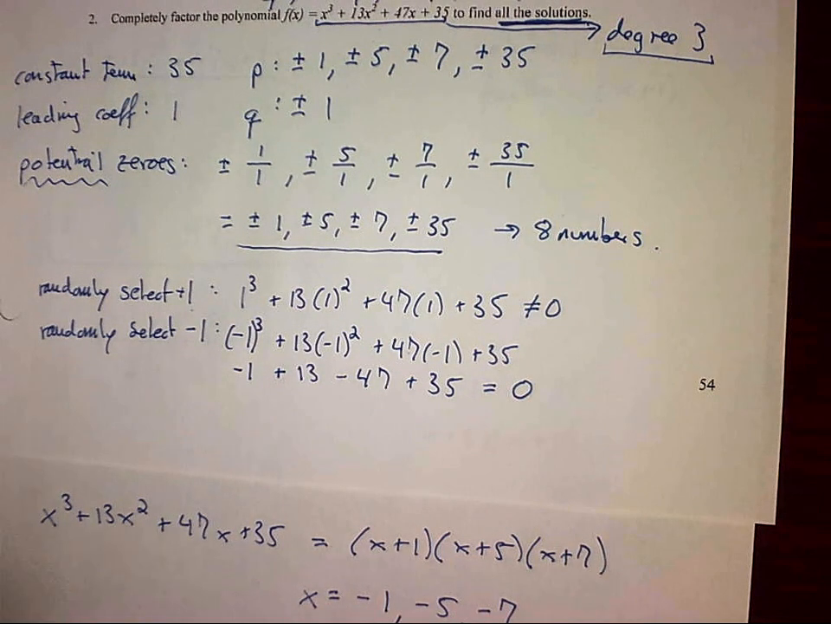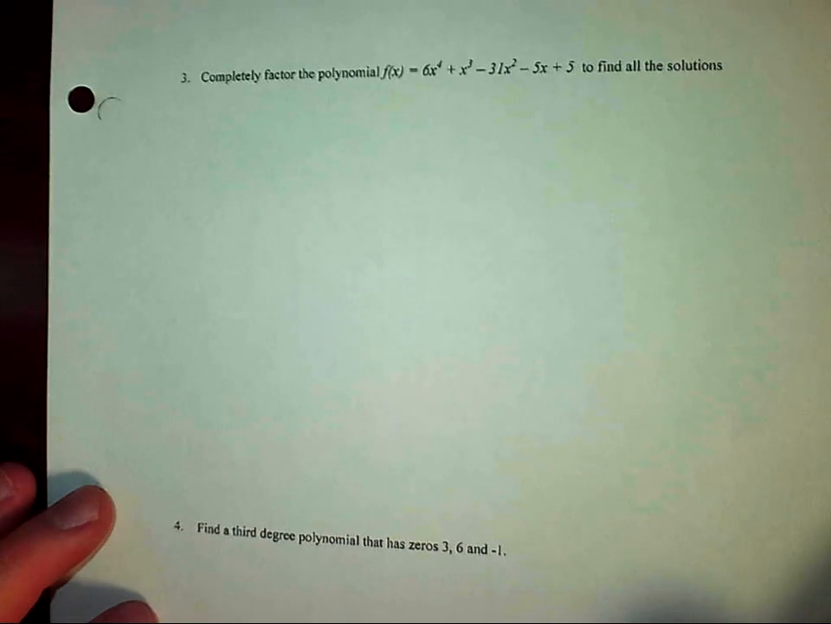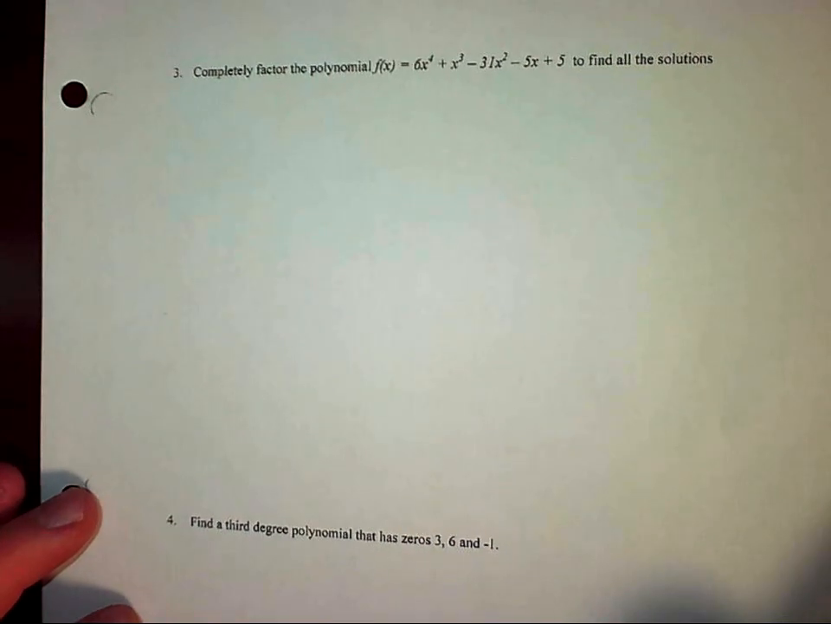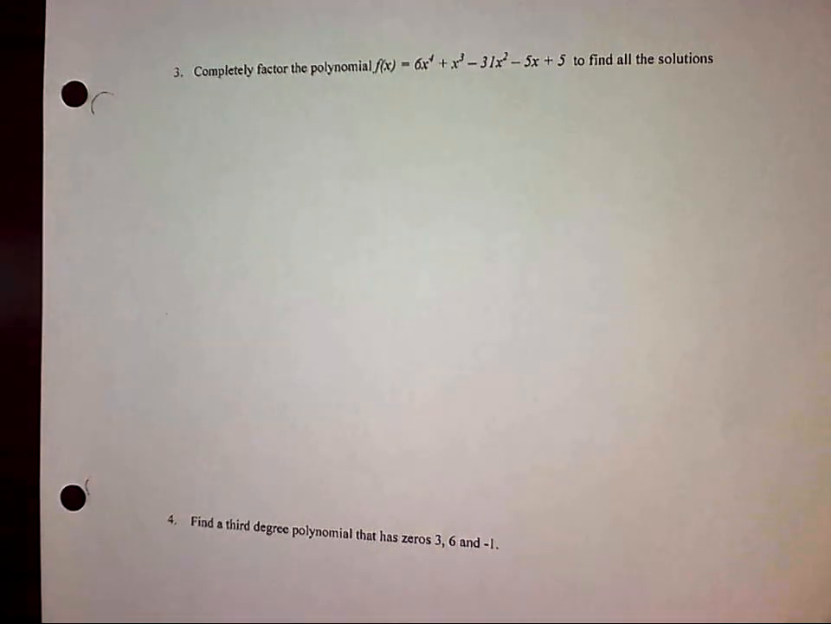All right, so that's number 1 and number 2. Let's move on to number 3. Number 3 is asking us to do exactly what we just got done doing in number 2. We're asked to completely factor this polynomial and to find all of the possible solutions.